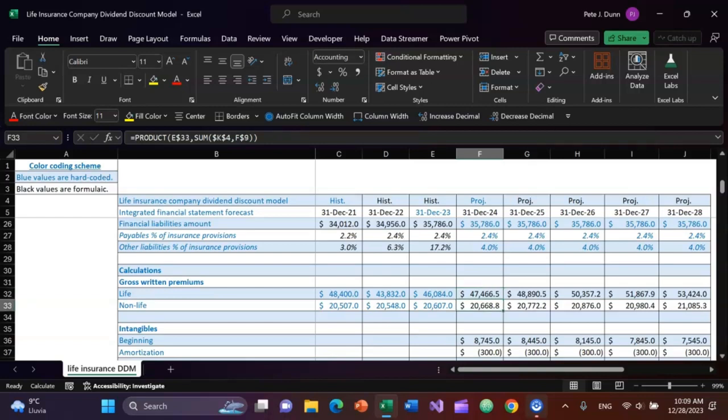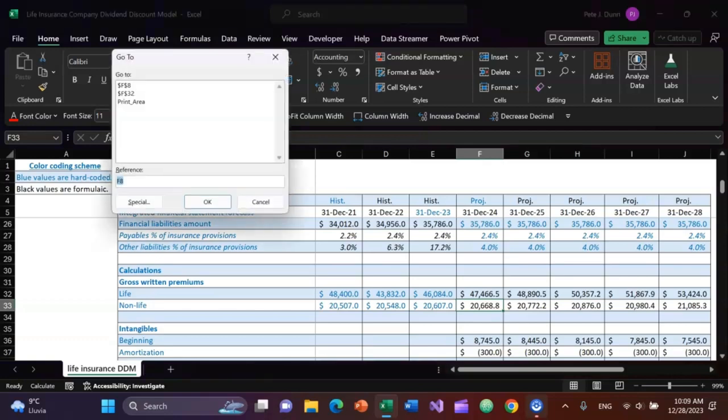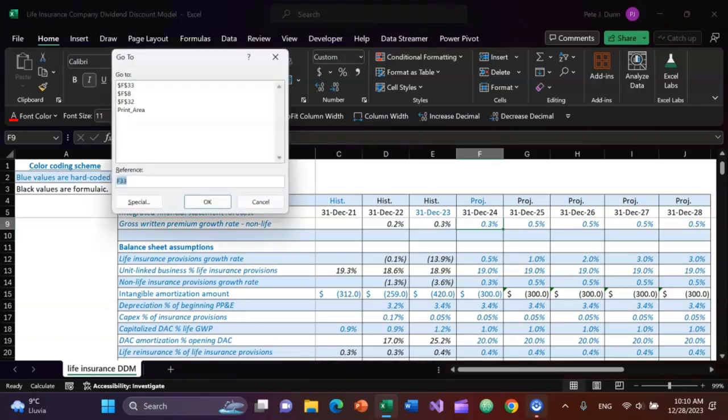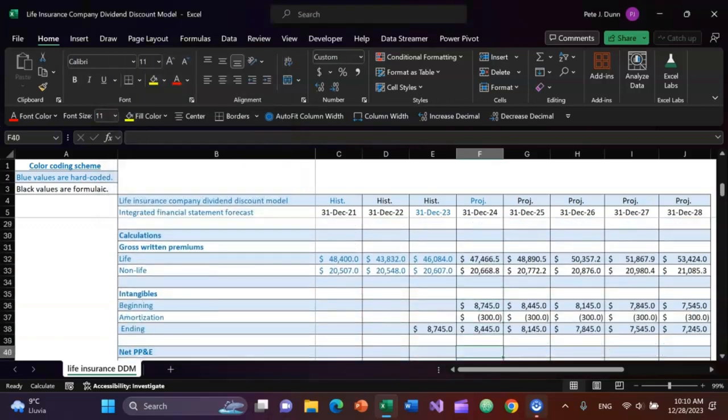Similar thing for non-life property and casualty gross written premiums, although we'll use F as in Foxtrot 9 as opposed to F as in Foxtrot 8 for column F as in Foxtrot. You can see it up here. I'll do F5 enter to get back down.